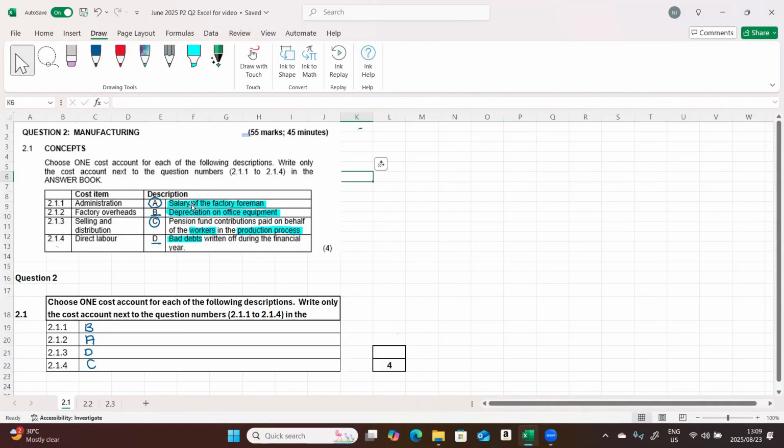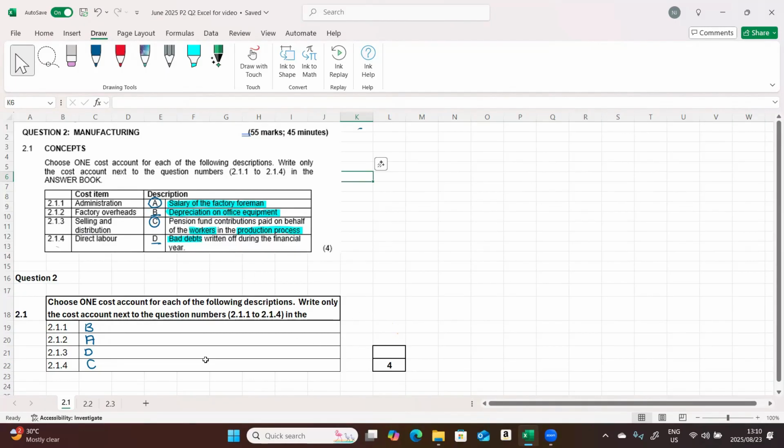So just read very carefully the salary, yes, salary of who? Factory foreman. This guy is not directly part of making the product, so therefore it will fall under factory overheads. It's not direct labor, it will be factory overheads. Depreciation, but on what? On office equipment, office and admin, so it's administration. Workers in the production process, that is our direct labor, and then bad debts is always connected to selling and distribution costs. So that was your first 4 marks.